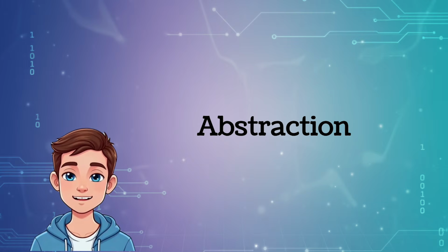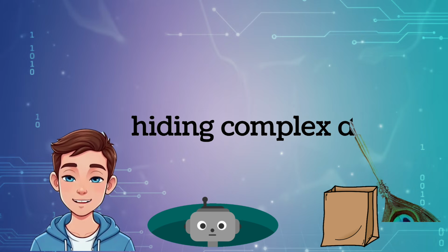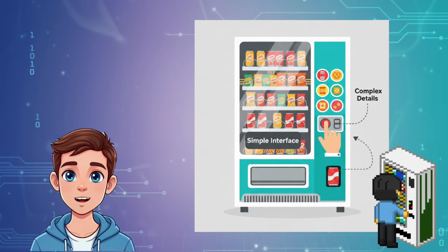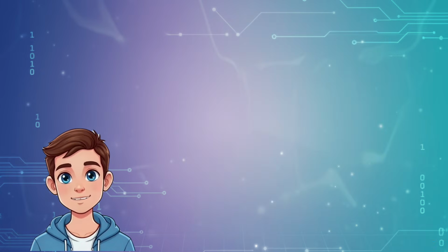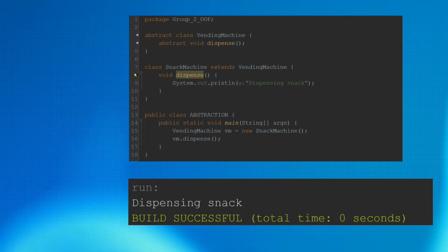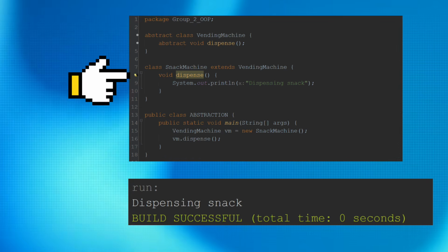Abstraction. Abstraction is showing only what's necessary and hiding complex details, like using a vending machine. You just press a button without knowing the internal mechanics. For the sample code, users interact with a simple dispense method action without needing to know what the machine works inside.